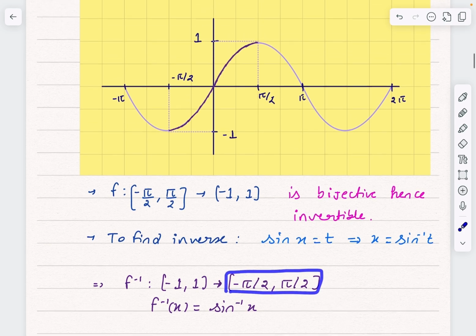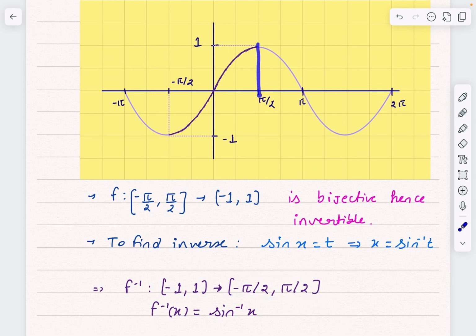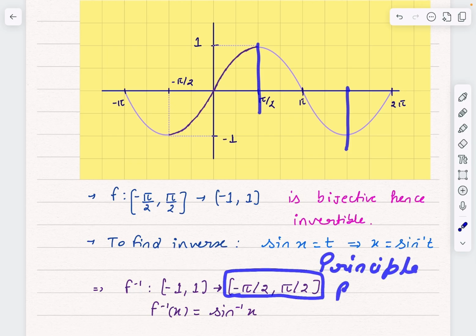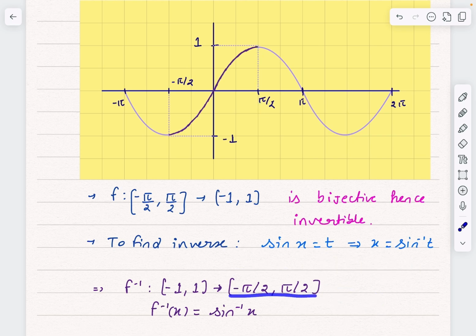Basically, you might argue that it could have been one-one if I take from pi by 2 to 3 pi by 2. If I take from pi by 2 to 3 pi by 2, it will also be one-one and onto. That could also serve as an interval. But there's a standard set here which is used throughout. That is this, minus pi by 2 to plus pi by 2. This will be referred to as the principal range. Just to set a standardized thing so that everyone will use that only. So this is the principal range. So we have to use this only.